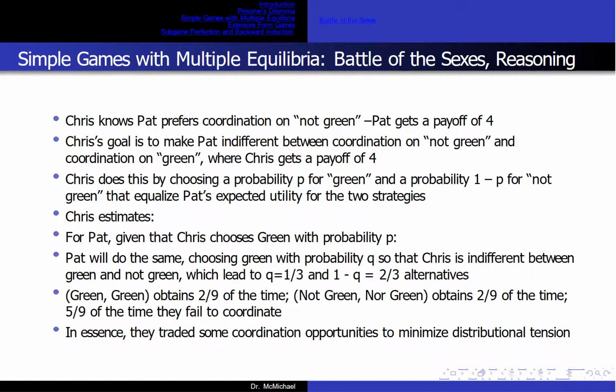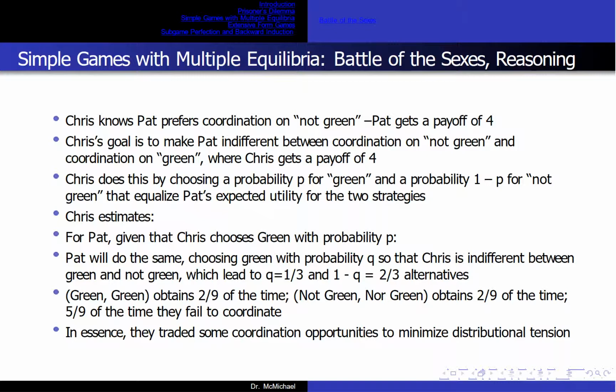as 2 times P plus 1 minus P multiplied by 0. For Pat's expected utility for not green, it's P times 0 plus 1 minus P times 4. For Pat, given that Chris chooses green with probability P, 2P equals 4 minus 4P, and whenever we solve that out, it comes to P equals 2/3. Pat will do the same, choosing green with probability Q, so that Chris is indifferent between green and not green, which, doing the same calculations, is Q equals 1/3, and 1 minus Q equals 2/3.